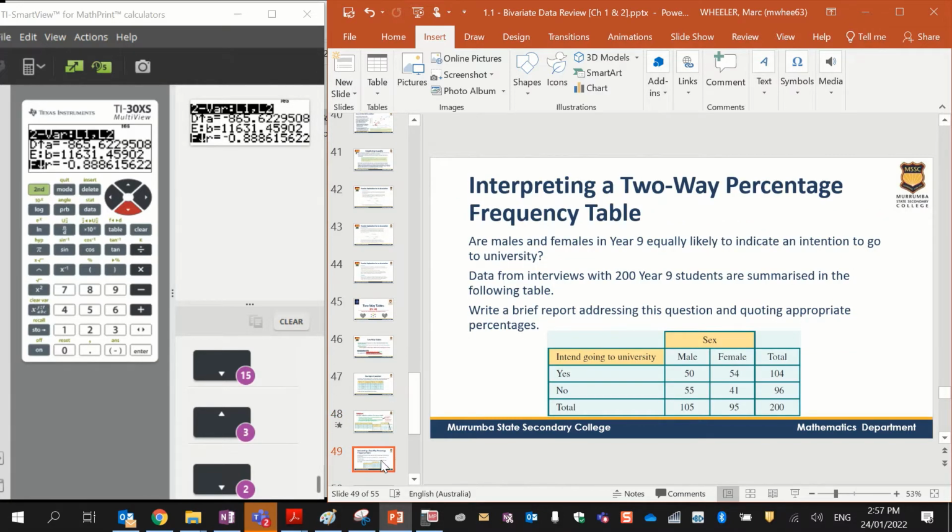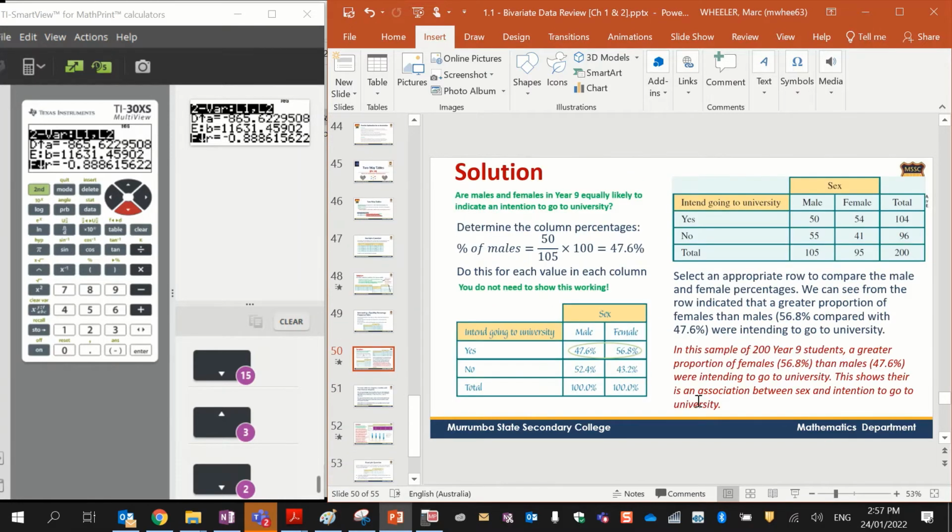Are males and females in Year 9 equally likely to indicate an intention to go to uni? The data from the interviews with 200 Year 9 students are summarized. To help us answer this question, we need to create a percentage frequency table. First of all, we determine the column percentages. The column percentages are exactly that.